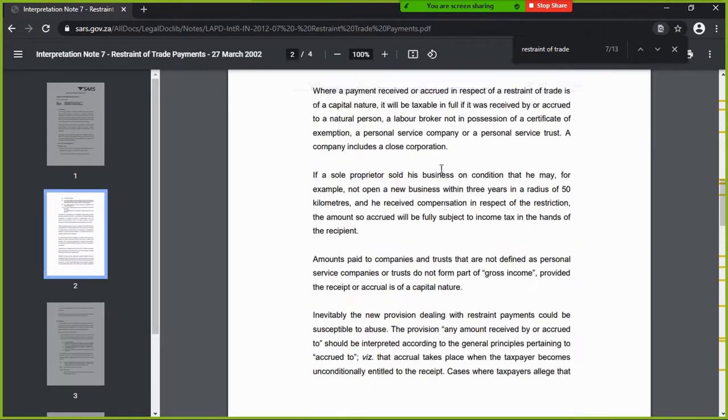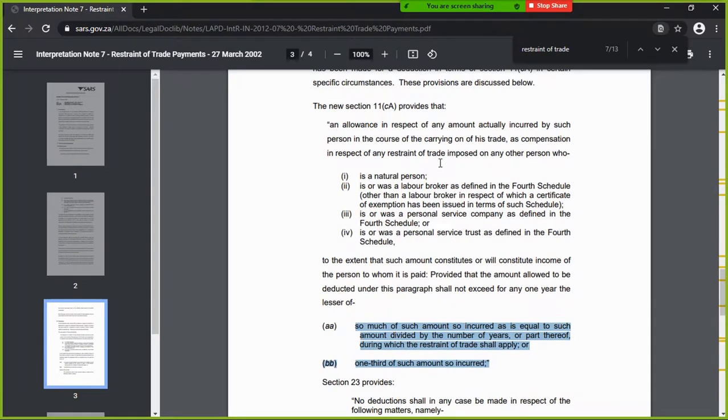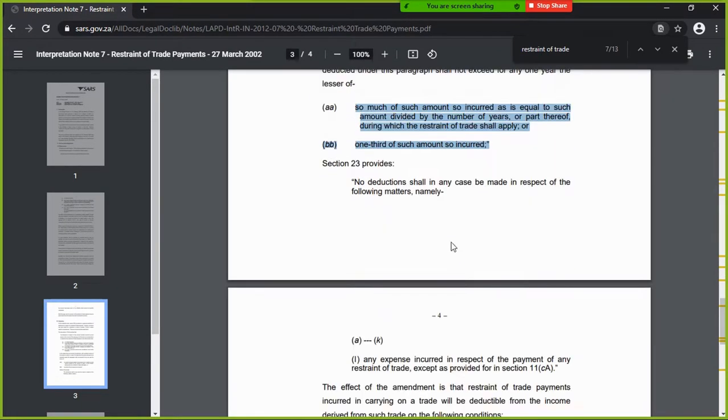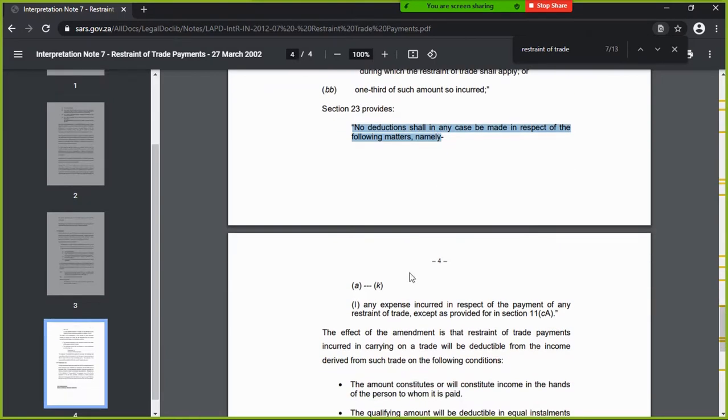Okay, so let me go back. What else do we have here? That was it. Section 23 provides no deductions shall in any case be made in respect of the following matters, namely any expense incurred in respect of the payment of any restraint of trade, except as provided for in Section 11CA. Okay, there's always a special inclusion or a special deduction, or a general deduction. Do you see that?